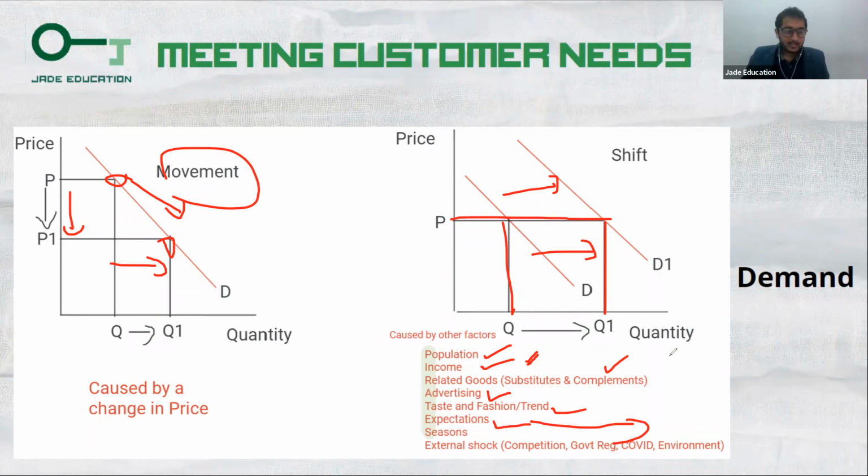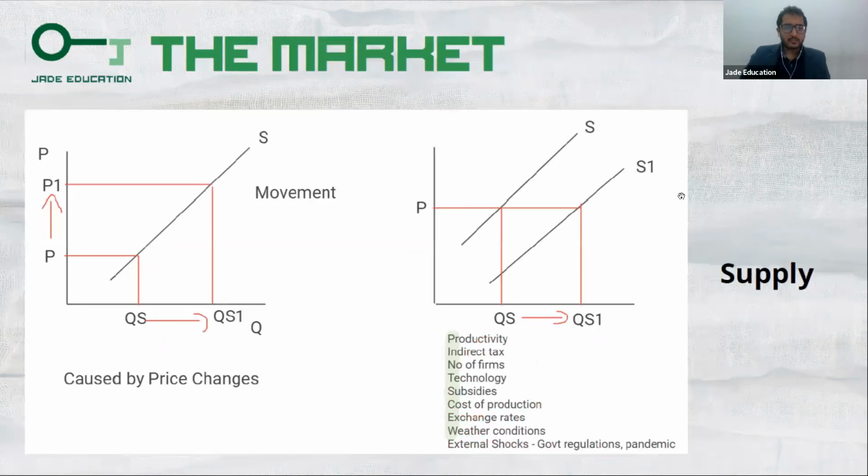So price didn't change, but because of expectations, you guys increased demand for the supermarkets for no reason. There was no shortage whatsoever. And of course, seasonal demand, like Christmas trees will go up in demand during Christmas. And sometimes external shocks: competition, COVID, environmental changes, government regulations, sudden external shocks, like even a flood, can affect your demand, guys. That's demand. Then you get supply.